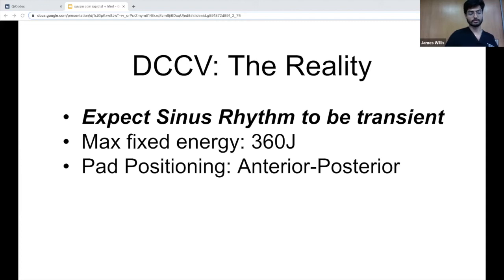And if you're going to do it though, you should probably do it with the maximum fixed energy. There were multiple studies done, both single center and multi-center RCTs, that show it's better to just go with the high shock energy than doing low escalating doses, because you have better success on your first cardioversion attempt. You have better success in general at achieving sinus rhythm. And so it's better to just go big.